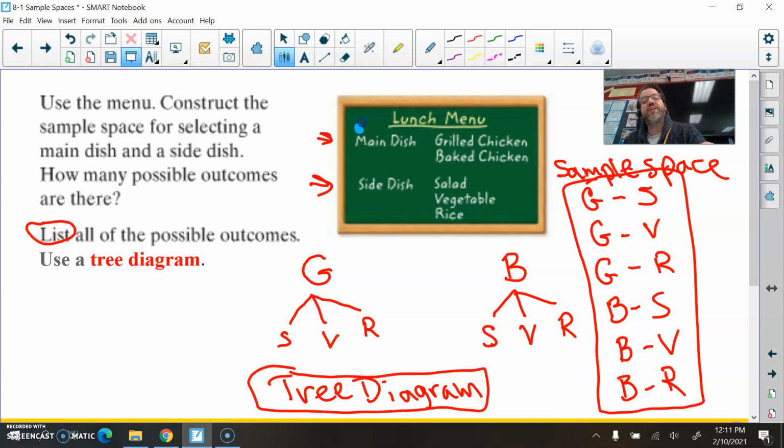There were 2 main dishes listed here, and there were 3 side dishes here. And if you take 2 times 3, you end up getting a total of 6 possible outcomes. And as you can see here, 1, 2, 3, 4, 5, 6. We had 6 different outcomes in our sample space.